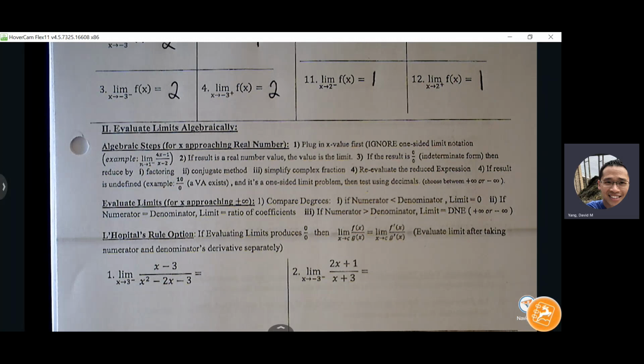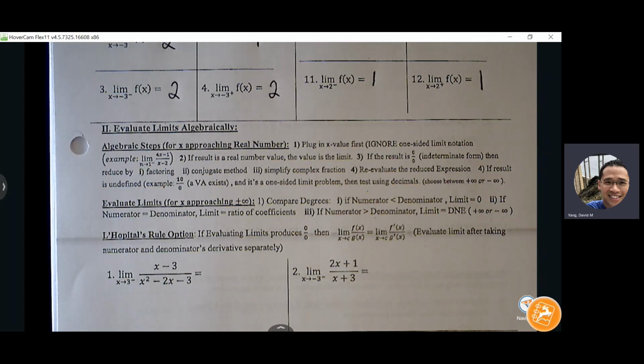Now, because we didn't do L'Hopital's rule when we first started our unit one, because we haven't learned derivatives yet. Right? Now that we have derivatives as a tool in our toolbox, we can use that as a possibility. If you don't want to factor, if you feel like conjugate method or complex fraction feels too messy, then you can go through L'Hopital's rule. But you can only do that if you get 0 over 0.